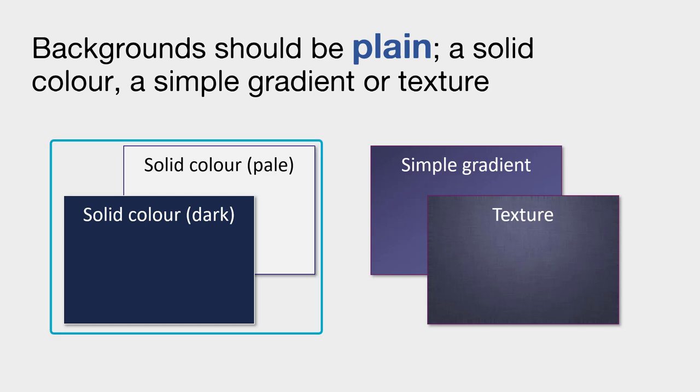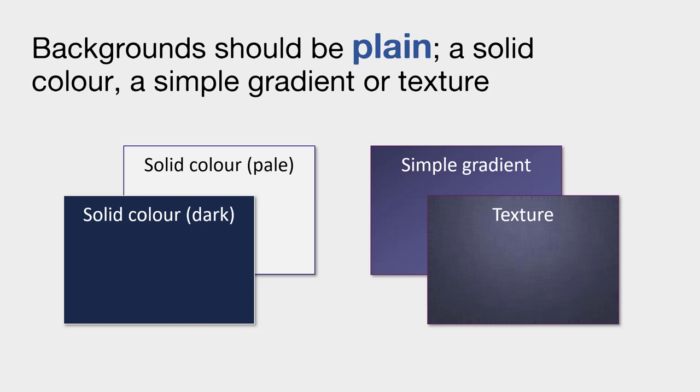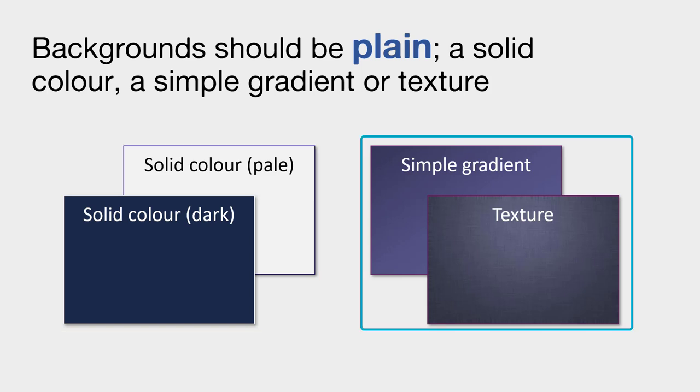Solid colours make good backgrounds. You can use light colours or dark colours, but try to avoid ones in between, as they won't give you enough contrast between them and the text colour. Gradients can be good as long as they're simple and don't use too many colours, or there isn't too much contrast between the darker and lighter elements within the gradient. Again, this is to ensure maximum contrast between text and background.